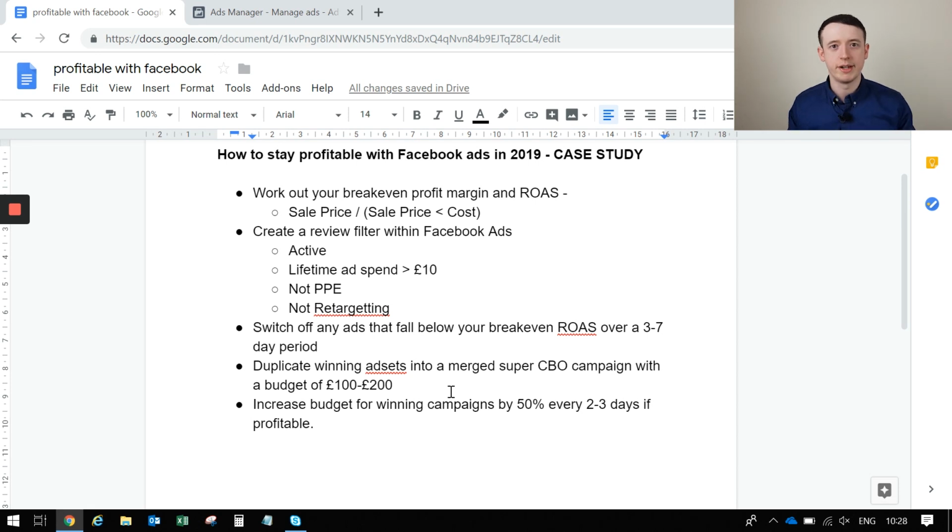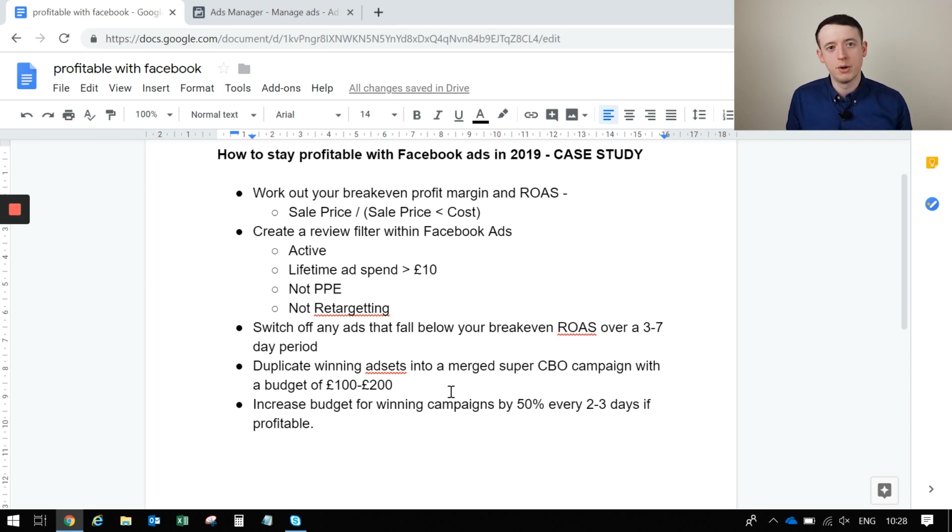So this means you're going to have a campaign with a high budget that is going to have a bunch of winning ad sets in it. So Facebook can optimize between all your best ad sets that you've got across your different campaigns into this one merged super campaign. And then for the ad sets that are profitable, your other ad sets, you can start to increase the budget at CBO level at about 50% every few days.